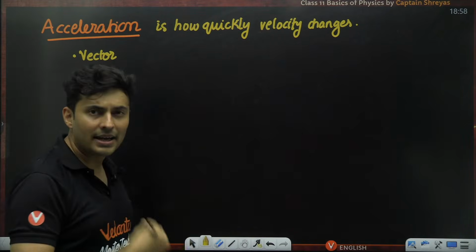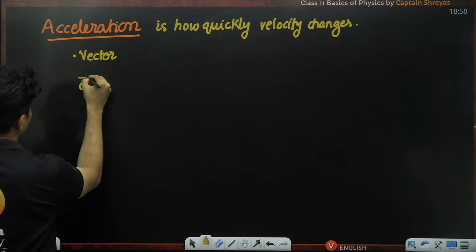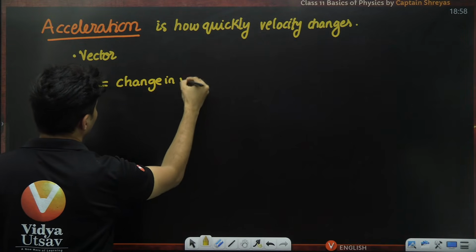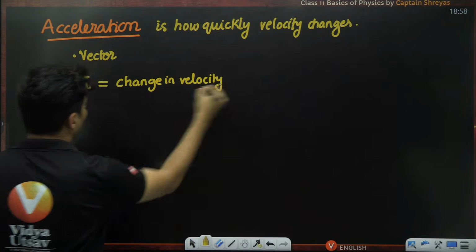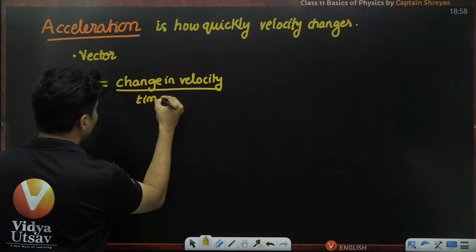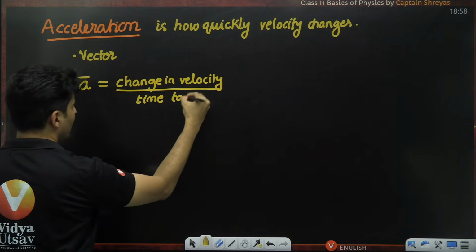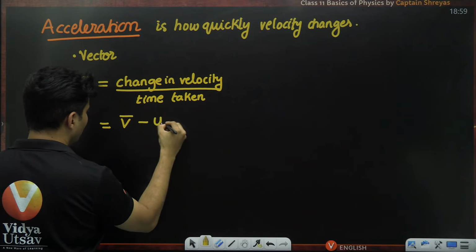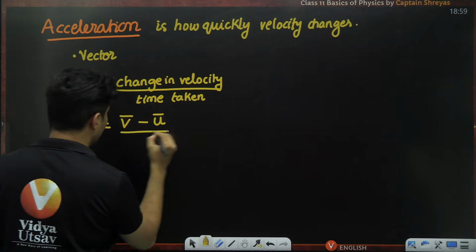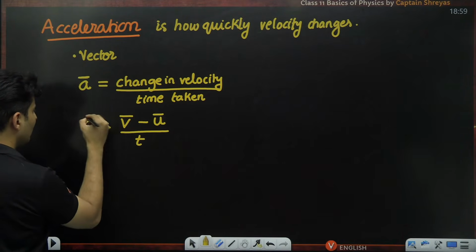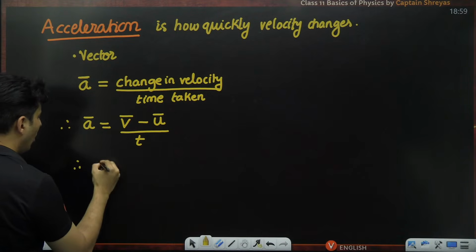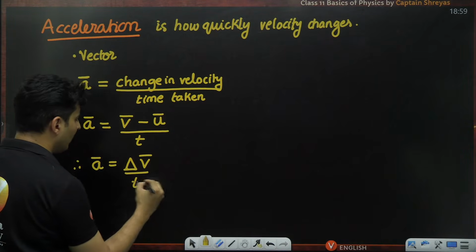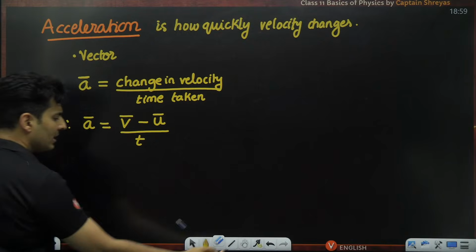It needs magnitude and direction both. And the symbol for that is a bar, and it is nothing but how much is your change in velocity, the whole thing divided by the time that you have taken. So if my final velocity is v and my initial velocity is u, v minus u is the change and the time taken will be t. This will be my acceleration. Some people also like to write it as delta v upon t. Delta means change. That is also fine, or this is also fine. It's one and the same thing.